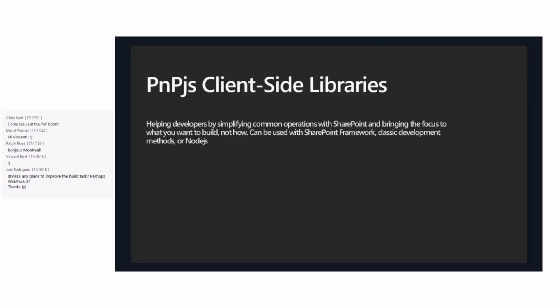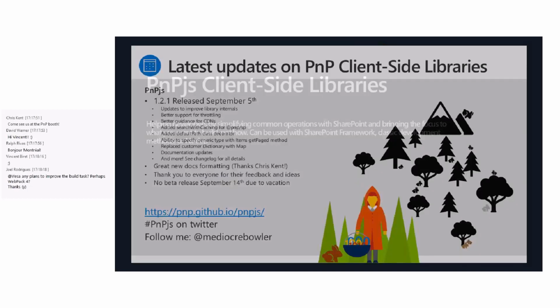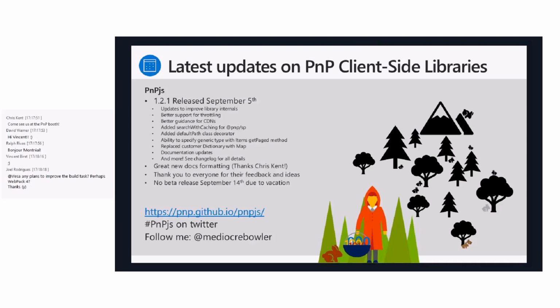Now, moving on to PnP JS. Patrick kindly updated this slide for the PnP JS stuff. PnP JS is there really to easily use the native SharePoint REST APIs with a fluent wrapper. So you don't have to remember the REST API. You can do pnp.web.list.getList, even though you're writing a JavaScript implementation.